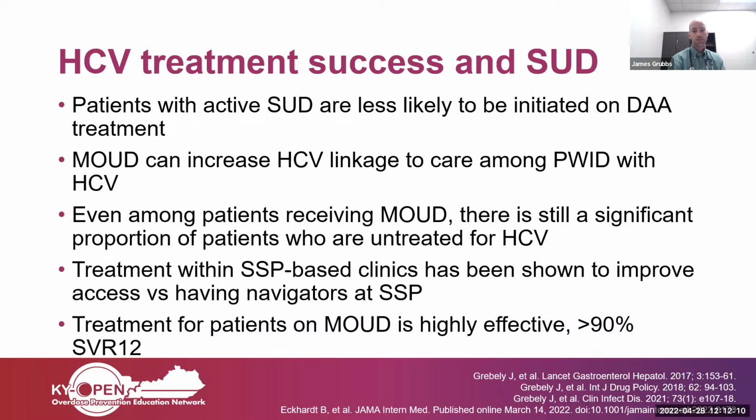And it's an important gap because hepatitis C over time causes health problems, and we have effective treatment for it. There are instances where syringe service program-based clinics and MOUD clinic-based hepatitis C treatment have lower barriers to care, and that's been shown to improve access and have good cure rates. We know that treatment of hepatitis C in patients on medication for opioid use disorder is highly effective, again, with greater than 90% cure rates.